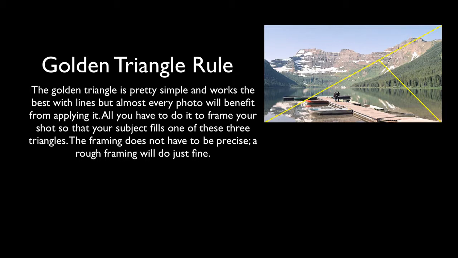Same with the golden triangle rule. It's a simple rule. Basically, it works with some lines. This is when we start applying math to art, and I tend to think that that doesn't necessarily work very well. But the way it works is basically framing your shot and making sure that the subject falls into one of the three triangles that you create. And so you draw in an oblique line from one corner to the other and a perpendicular line at a 90-degree angle to one of the corners, and that's how you create your golden triangle. I tend to stay away from this rule, but if it's something that works for you, then feel free to use it.